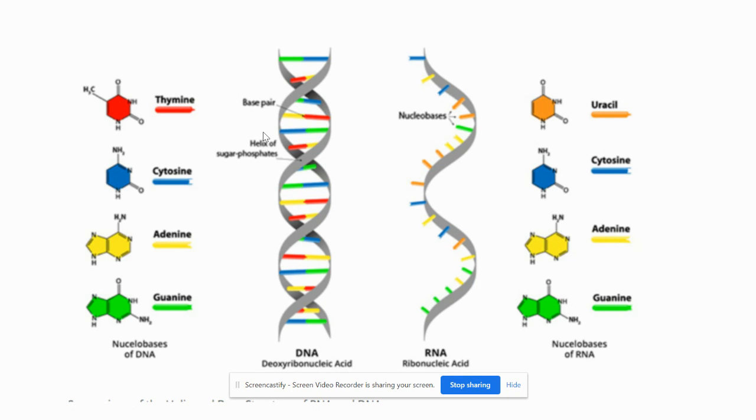So just remember, when we look at the two different molecules, DNA here on the left-hand side and RNA on the right-hand side, the big difference is that DNA has a double helix, RNA has a single helix. DNA has something called thymine in it, but RNA has something called uracil in it.